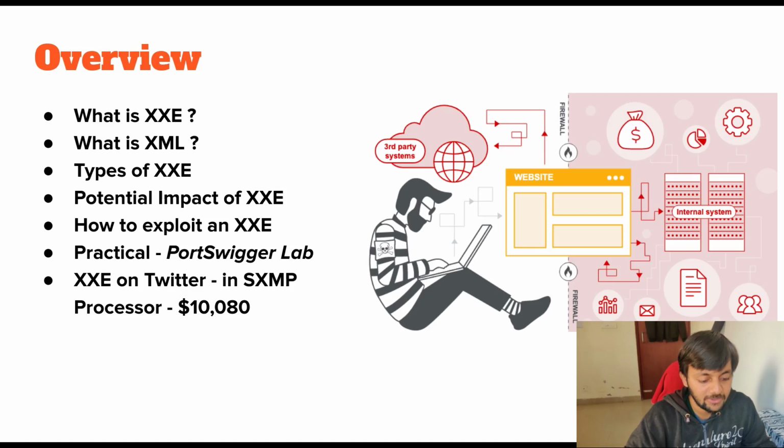In the next part, we would be seeing how to exploit an XXE. So there would be steps around that, and then we would see the same steps being applied on a practical lab on PortSwigger. In the last, I would be discussing a report about an XXE on Twitter. So that fetched the reporter around 10K. So let's start with this.